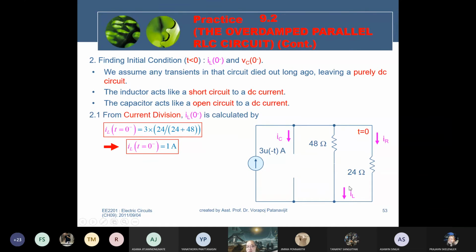The inductor current I flowing in this equals 3 amps multiplied by the resistance in the other branch, by applying the current divider technique. IL equals 3 multiplied by 24, divided by the sum of the resistances, 24 plus 48. The inductor current equals here.